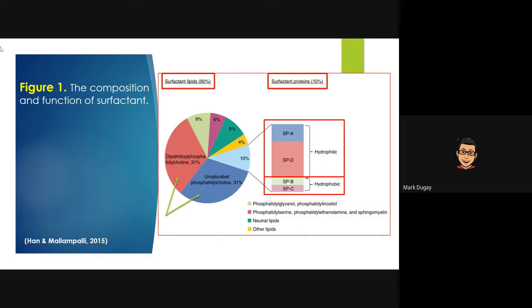Surfactant protein B is an indispensable protein that plays a role in enhancing the surface tension reducing properties of surfactant and also appears to have some antimicrobial activity.